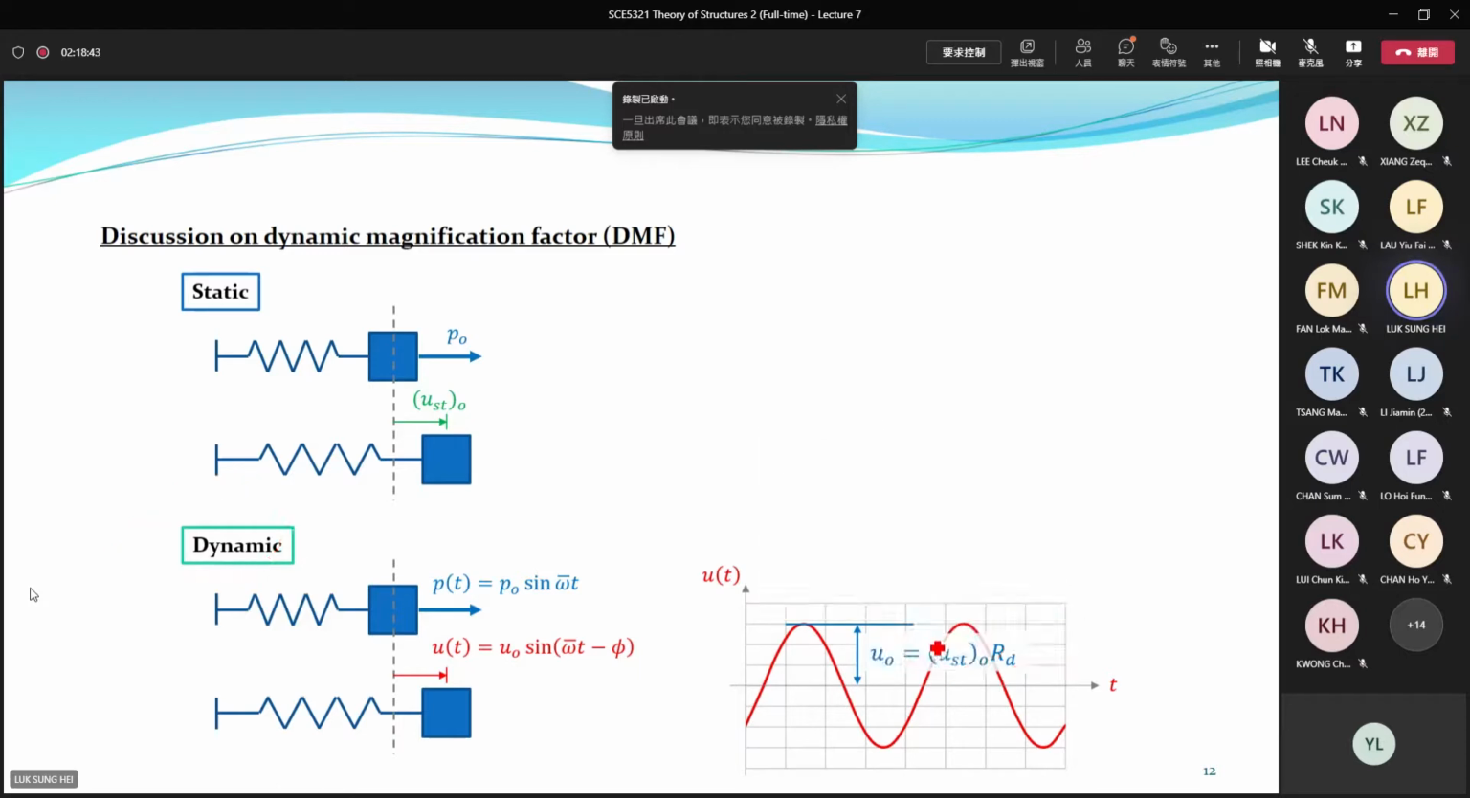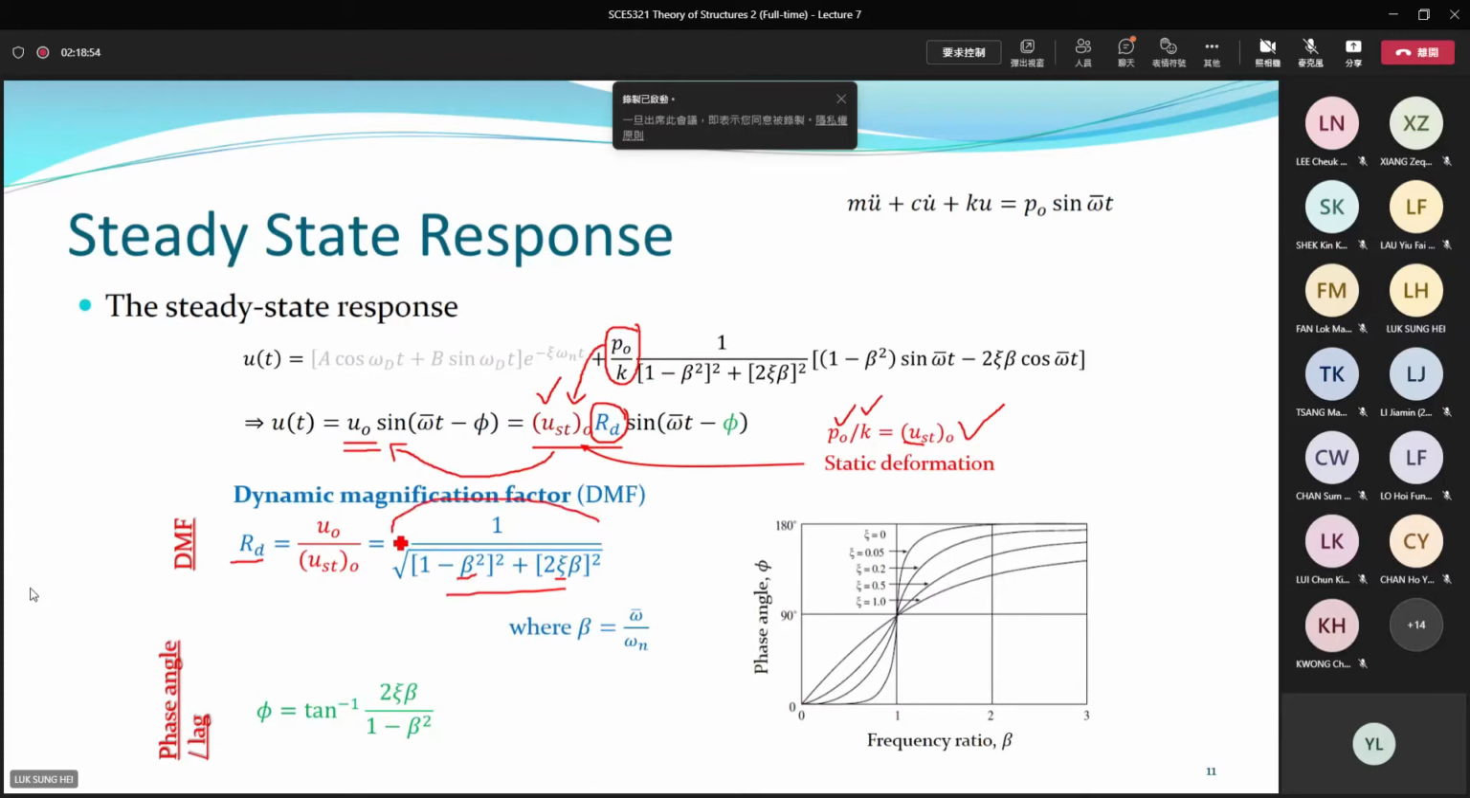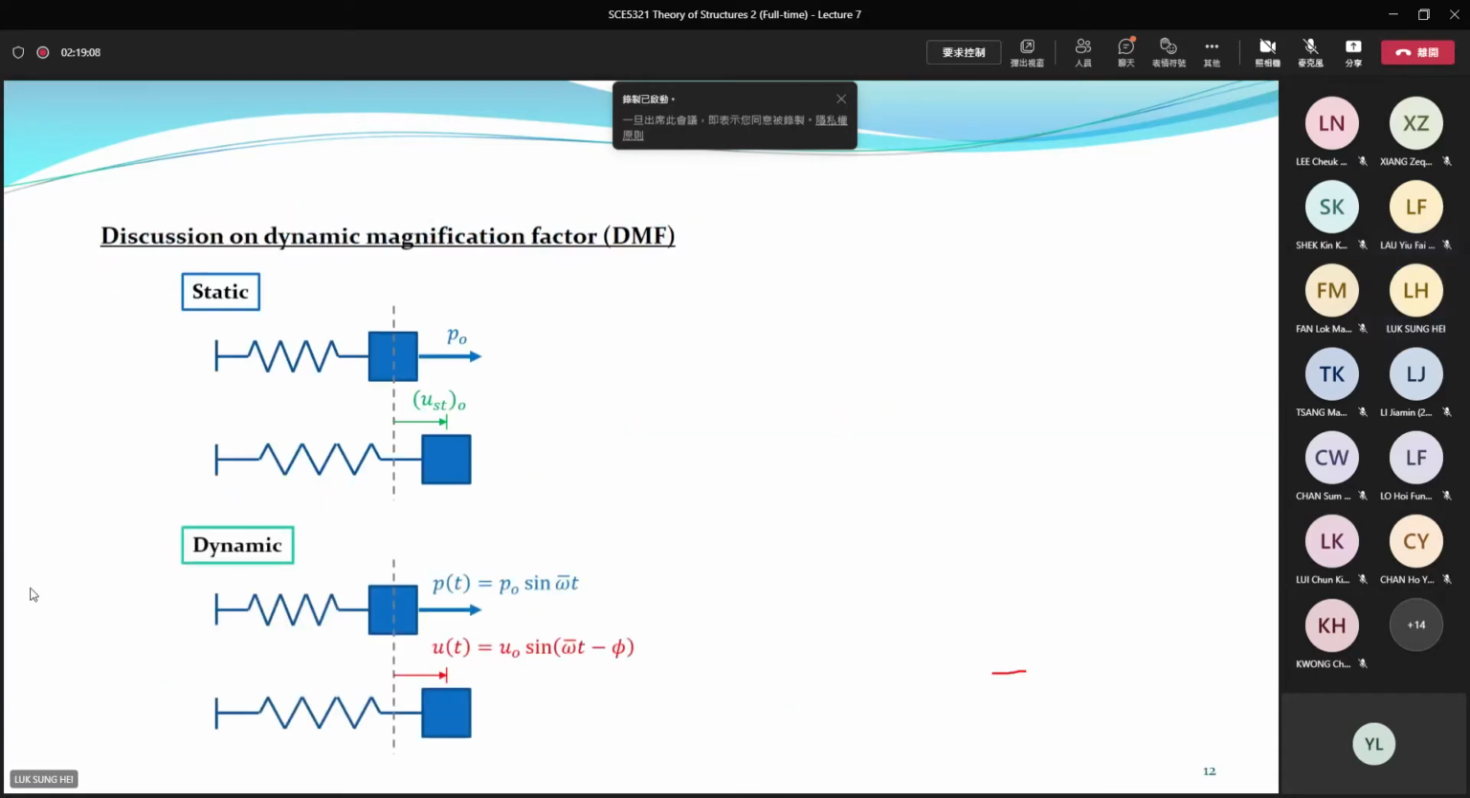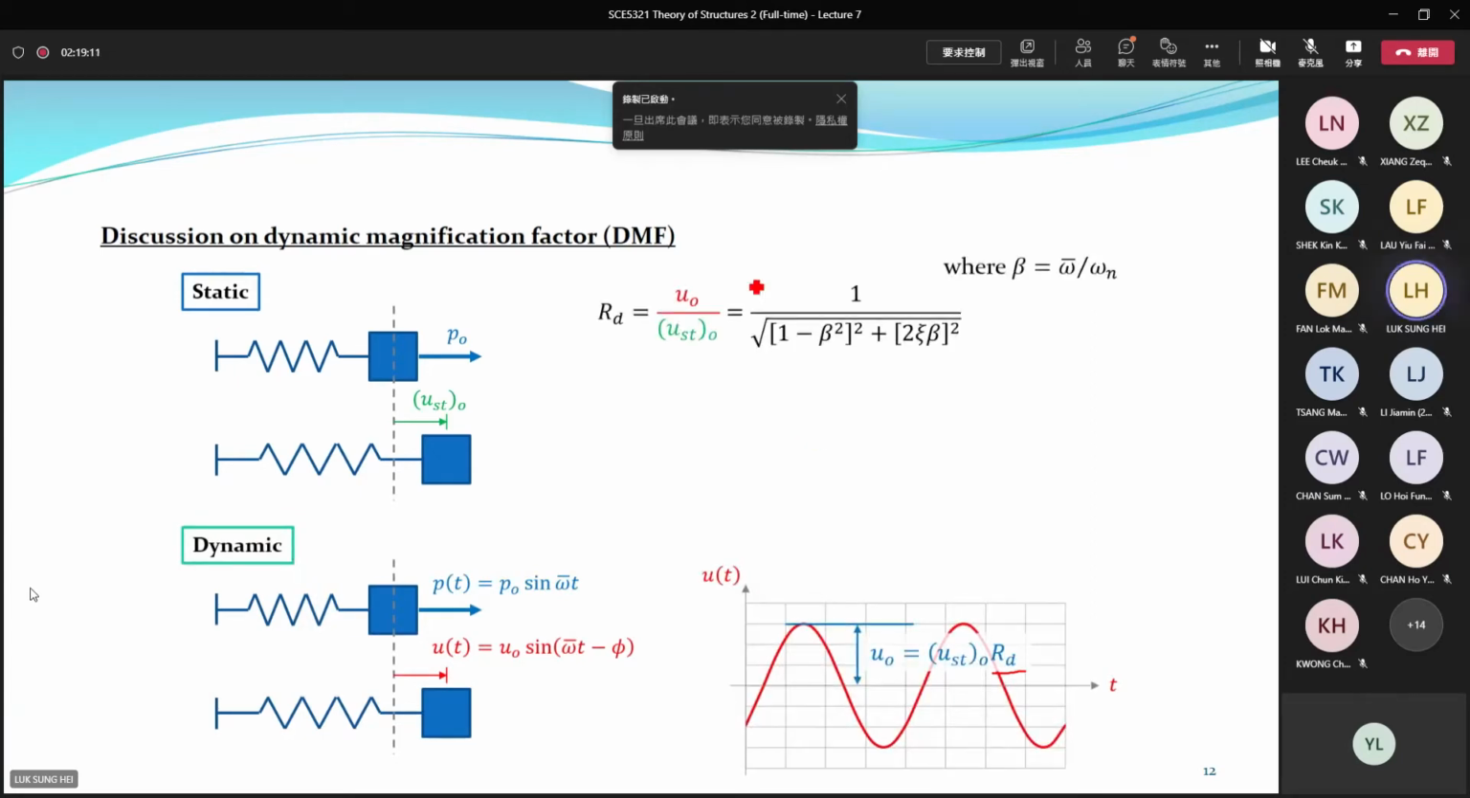Now, but there's another scenario. RD is not always bigger than 1. Sometimes RD is less than 1. It depends on this equation. You can calculate RD using this equation, depending on what numbers you have. Some combinations make RD a magnification factor. Some combinations make RD less than 1, a reduction factor. So this example just wants to discuss a little bit about the meaning of RD. RD is like a magnification factor that modifies a static response into a dynamic response.